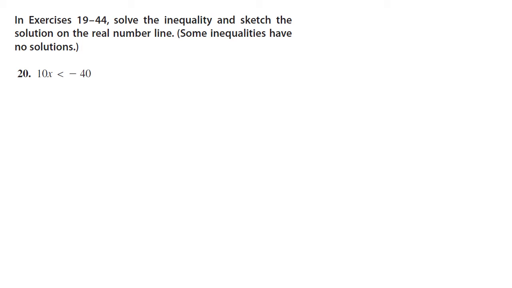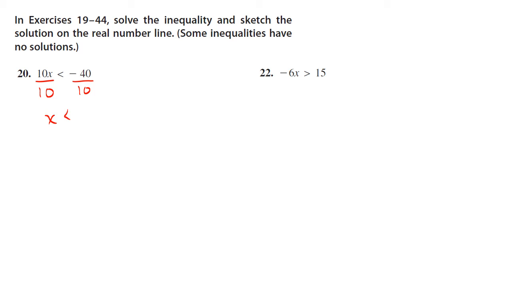I want to show you something with these here. So think back to your days. If this was an equal sign, if this was 10x equals negative 40, what would you do to solve this for x? 10x equals negative 40. You would divide both sides by 10, right? Divide by 10 here, divide by 10 here. That's exactly what you do here. We're going to divide by 10 here, divide by 10 here. 10 divided by 10 is 1, so I just have x by itself.